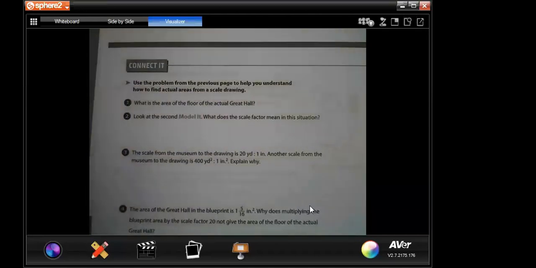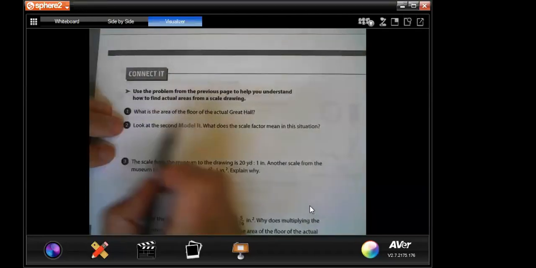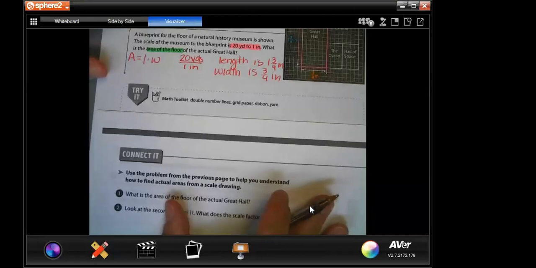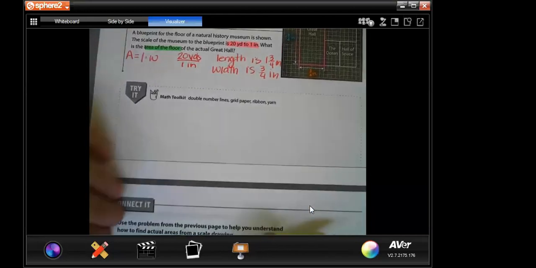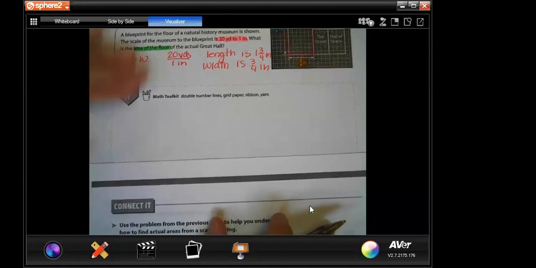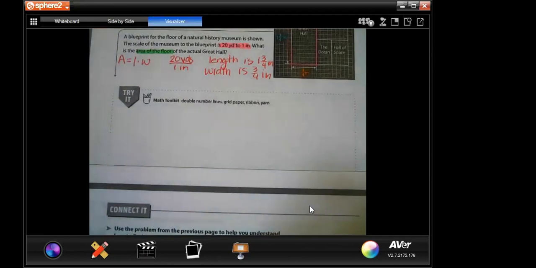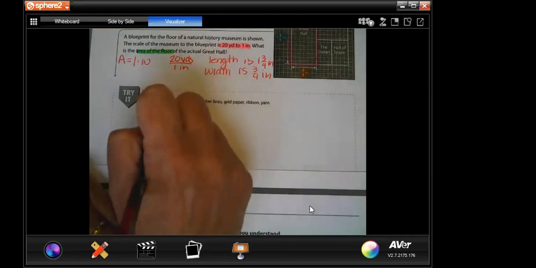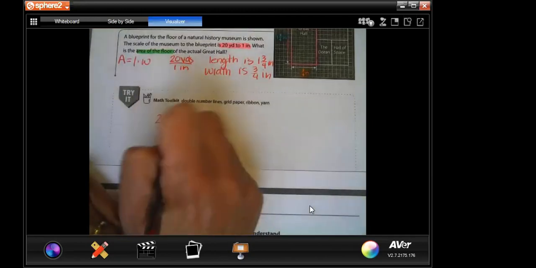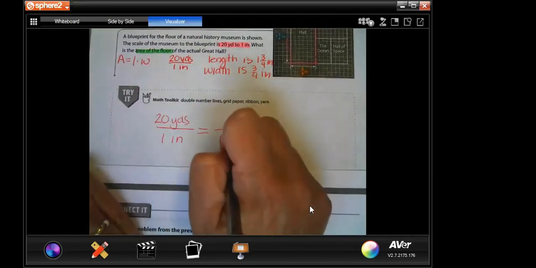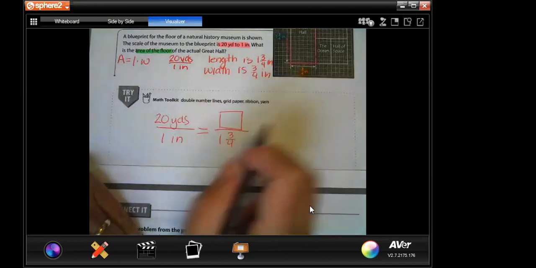So if we look at this, the first question says: what is the area of the floor of the actual Great Hall? The very first step is to find what the actual lengths are. You could absolutely use a model to do this, or look at this: 20 yards is to 1 inch. So if the length is 1 3/4 of an inch, we are looking for the actual length.